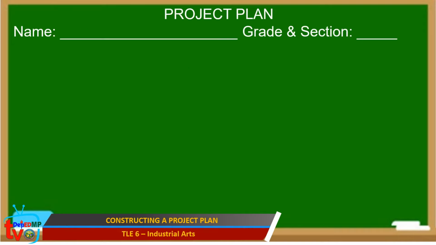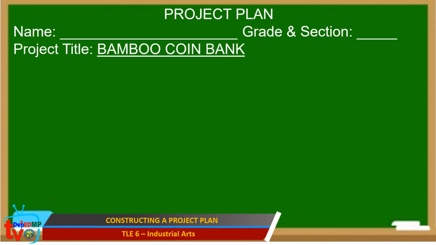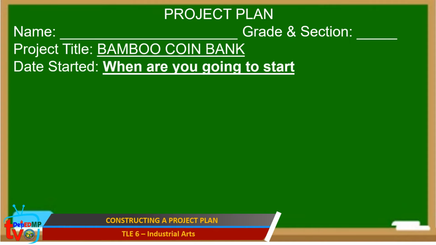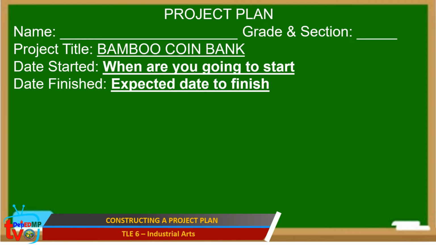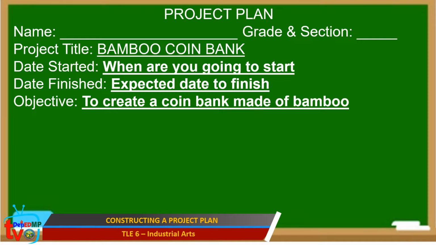Grade and section. The title of the product is Bamboo Coin Bank. Write the date you intend to start and the date you are expected to finish. The objective of the project is to create a coin bank made of bamboo. And this is the target project design.